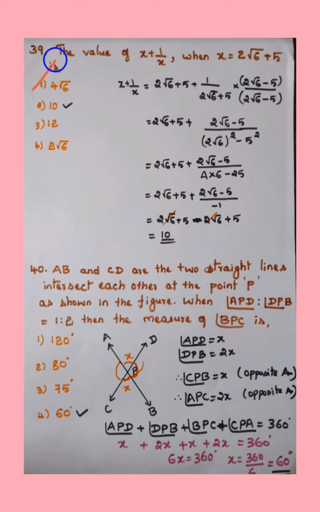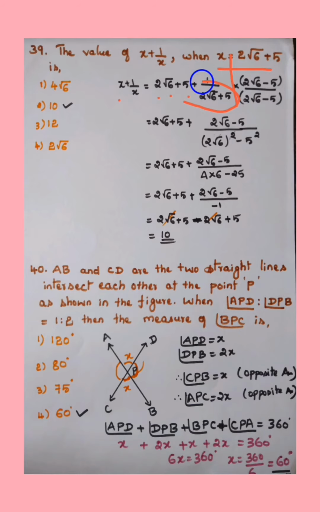On continuing with the next question: the value of x plus 1 by x when x is equal to 2 root 6 plus 5. Whenever you come across these kinds of questions, it's a mixed surd, with the square root, and you just find the simplifying way. It's easy. Just substitute the value of x here: x plus 1 by x. So what is the x value? 2 root 6 plus 5, plus 1 divided by the x value.